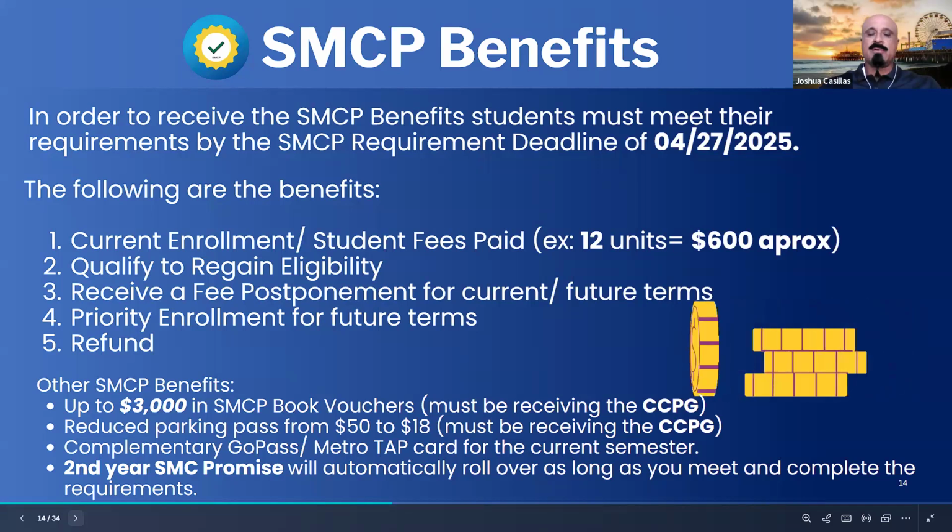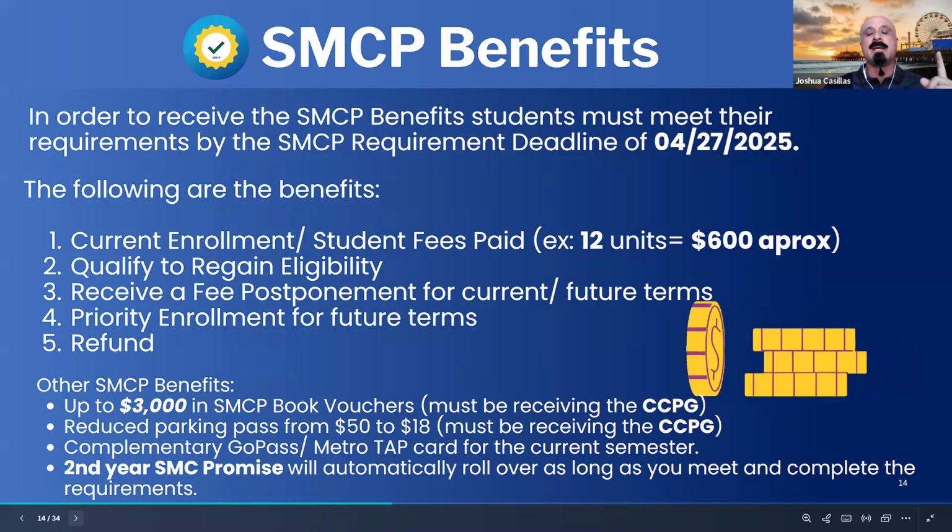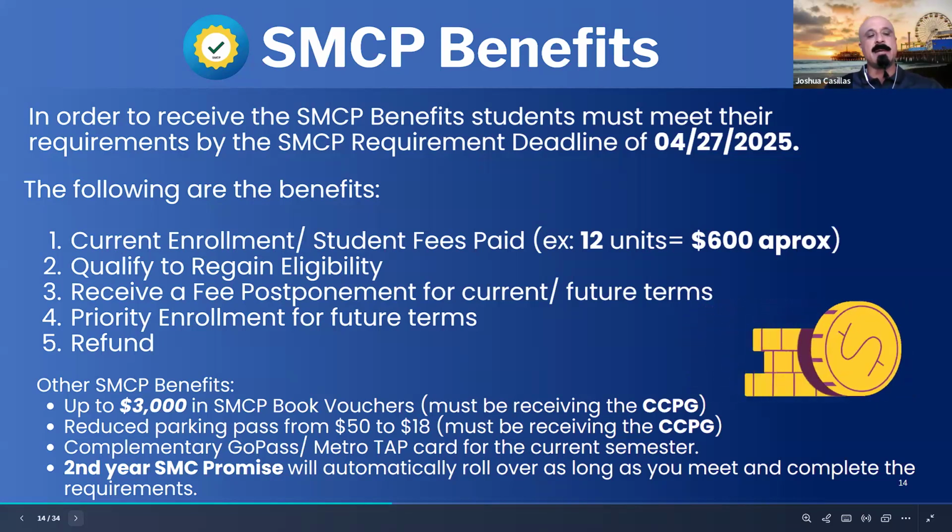And then in the next fall 2025, you'll also have a fee postponement, which allows you, if you're going to drop below units to regain eligibility after the requirement deadline, to regain eligibility and you don't have to pay out of pocket. Keep in mind, the short-term semesters are optional to attend, but if you do attend for regain eligibility purposes, you will have to potentially pay out of pocket unless you have a fee waiver. We'll go into that in a future slide.